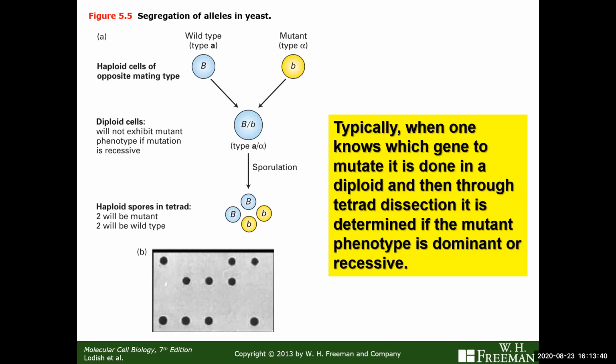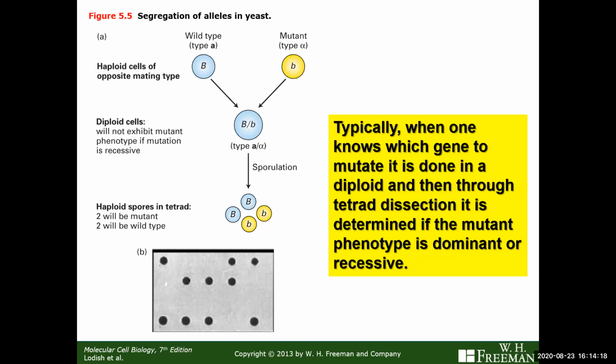So the diploid will be capital B over small b, just to rehearse, because small b is a recessive trait, therefore it will behave as wild type because the mutation is recessive, and then you sporulate it. When you sporulate it, meaning you put it in starvation condition, then from each diploid yeast strain, 4 spores will be produced. And these 4 remain packed together.